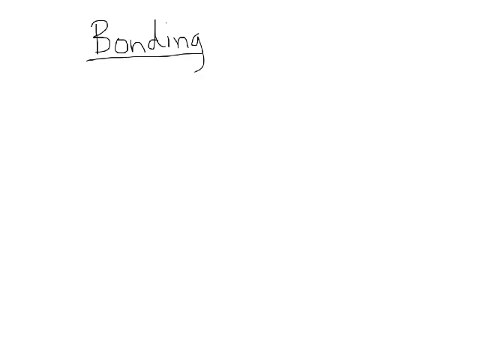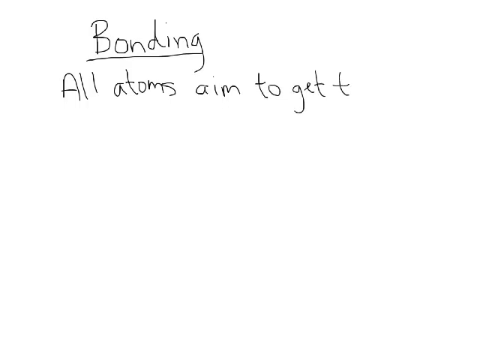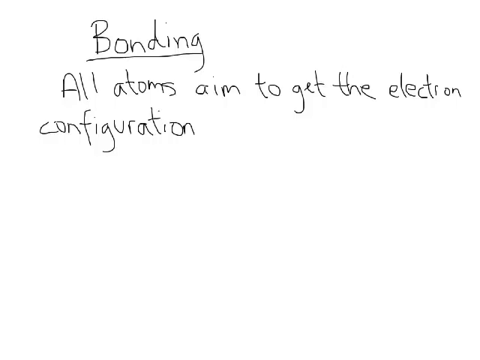The key idea with bonding is that all atoms have a desire, an urge in them. All atoms aim to get the electron configuration, or the electron arrangement, of their nearest noble gas. The noble gases don't form bonds.